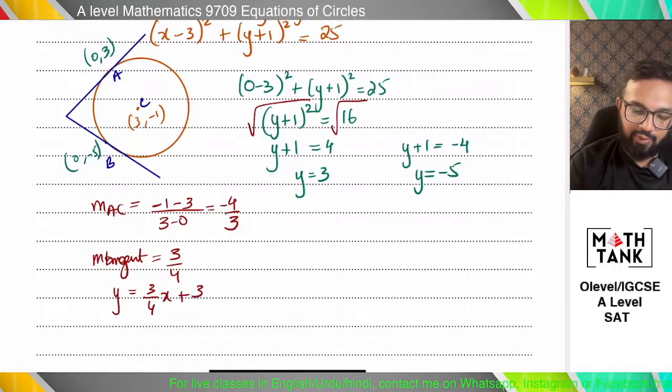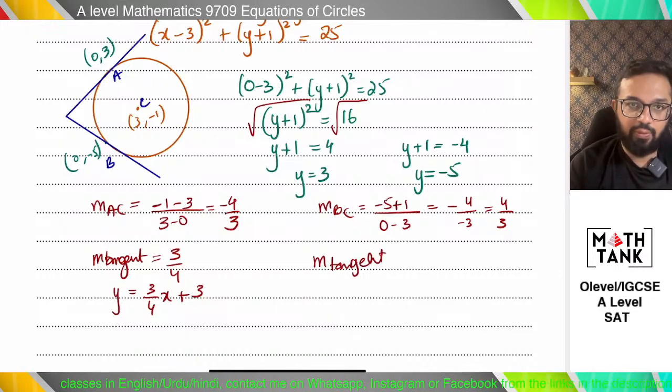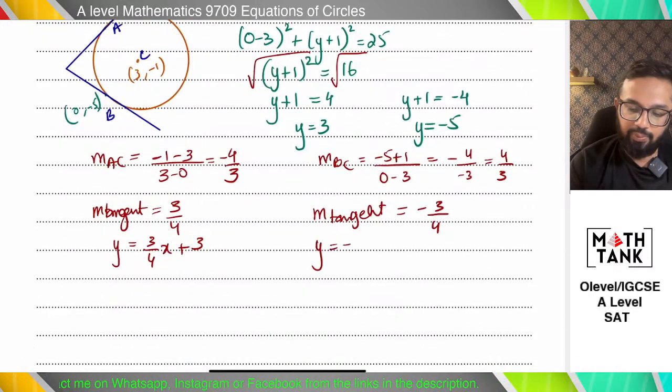Okay, for the other tangent, I have again the gradient of BC: minus 5 plus 1 over 0 minus 3. That gives me minus 4 over minus 3, which is 4 over 3. So the gradient of the other tangent would be minus 3 over 4. So y equals minus 3 over 4x minus 5.